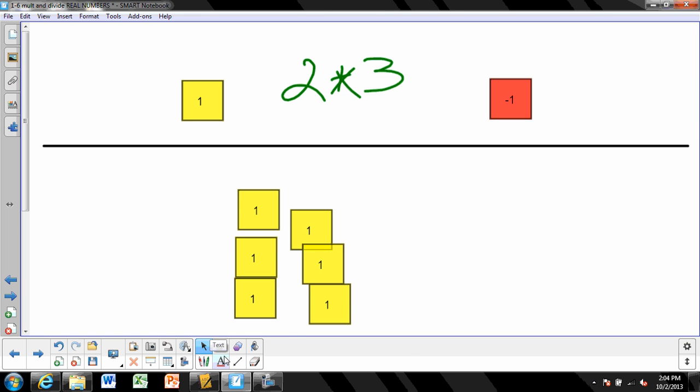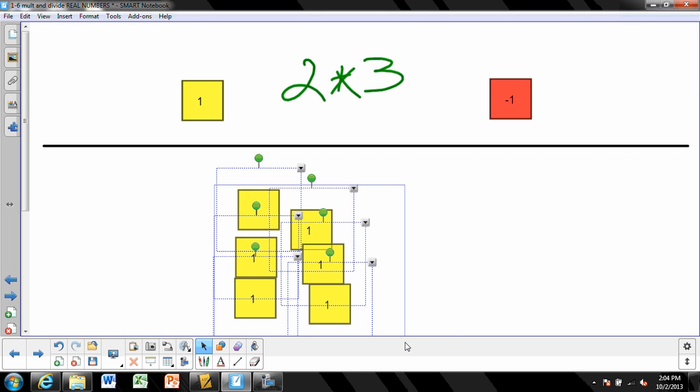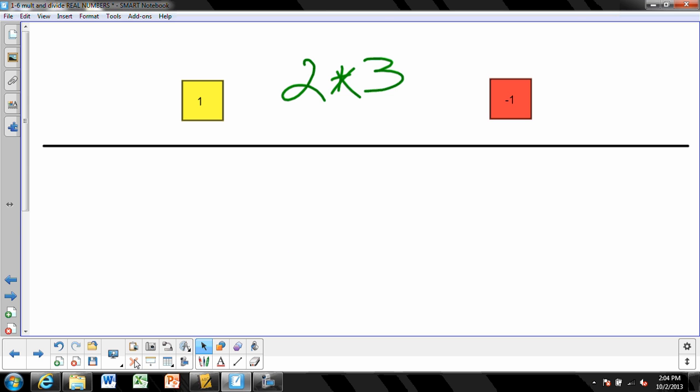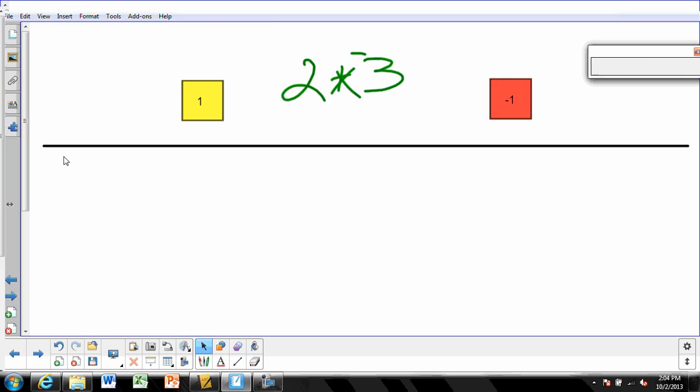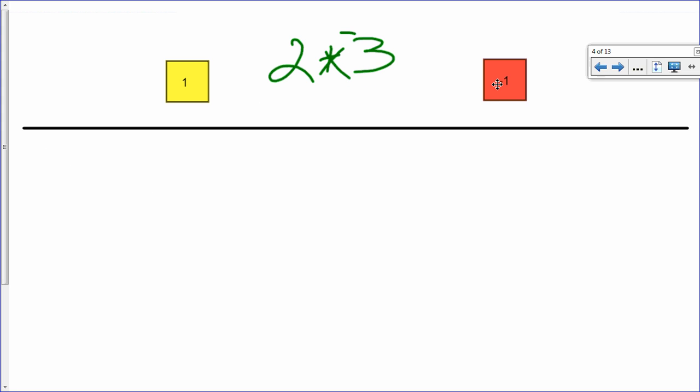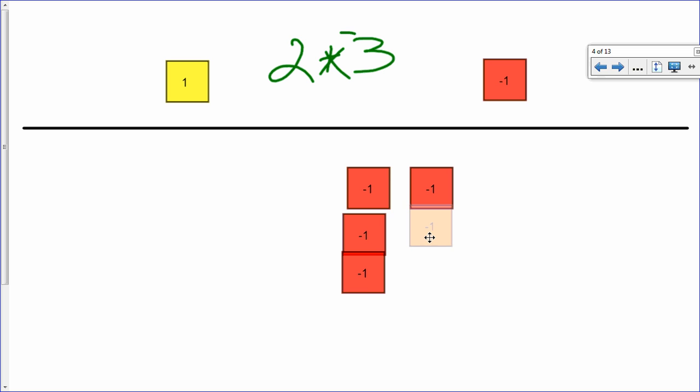If we change this a little bit, let me get rid of these, and instead use 2 times negative 3, our signs are going to be opposite. 2 times negative 3 means we're putting in 2 sets of negative numbers, negative 3. So our answer is actually going to be negative 6.